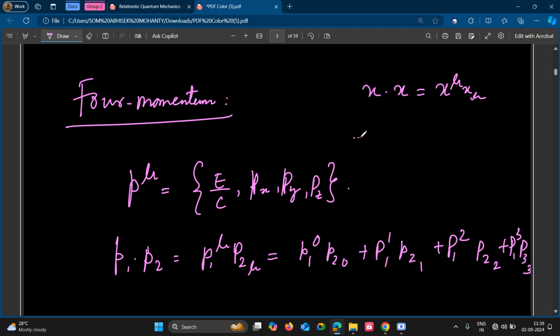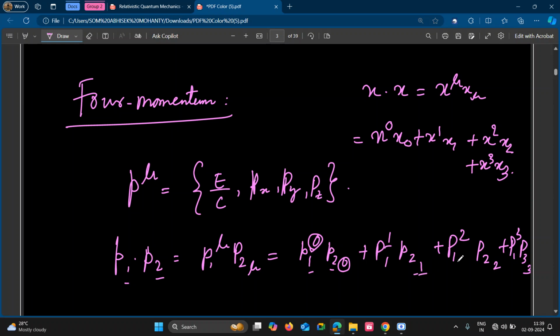Exactly like this one, if you remember x0 x0, x1 x1, x2 x2, x3 x3. Don't get confused. You can do it easily. Just do it on your own. This is the mu part that we have already taken.